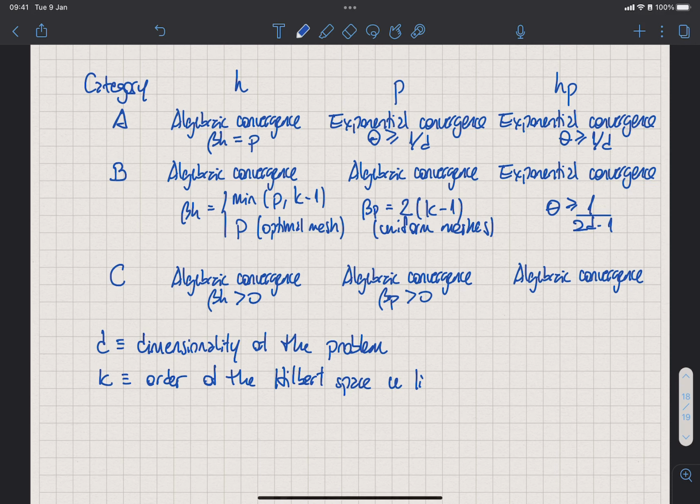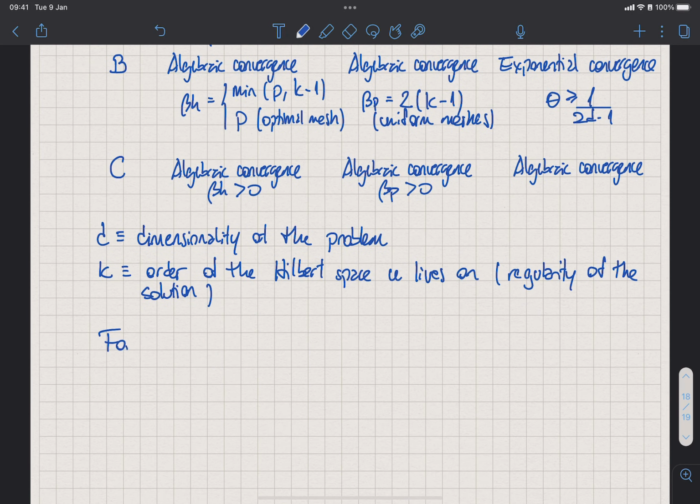That is, where U lives. We call this the regularity of the solution. So for A, U belongs to HK of omega, and K is actually very large, as we said. Because K is very large, it's not going to control the convergence rate for category A.